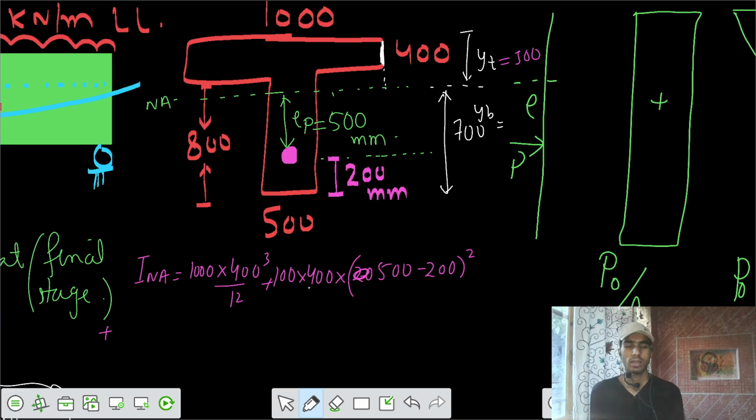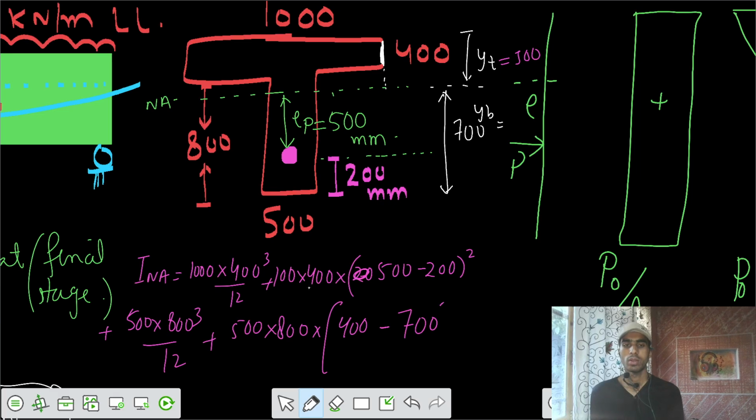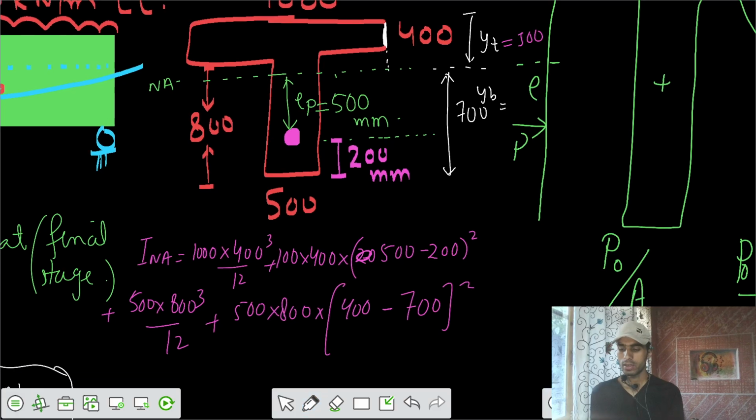And the third area is there. That's BD cube by 12 plus AD square. Your centroid is from the bottom. I would say the centroid is at 400, but your location of neutral axis is at 700 from the bottom. So this should be 300 square. Yeah, this should be 300 square.